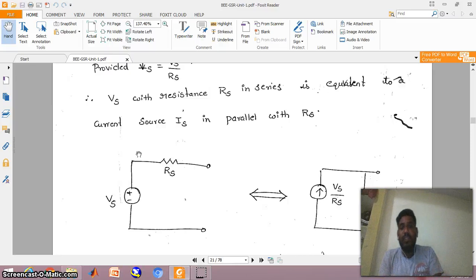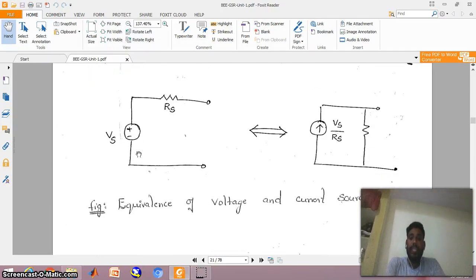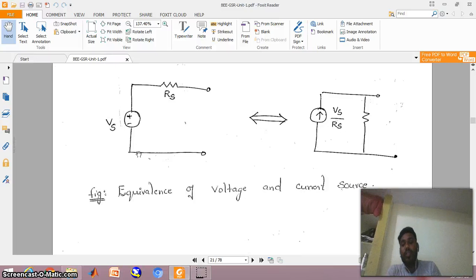So easily, voltage source is converted into current source and current source is converted into voltage source. So voltage value is converted into current value. So that current value is equal to Vs by internal resistance Rs. So in voltage source, Rs is connected in series, but in current source, Rs is connected in parallel to the current source. So that is the conversion from voltage source to current source and current source to voltage source.